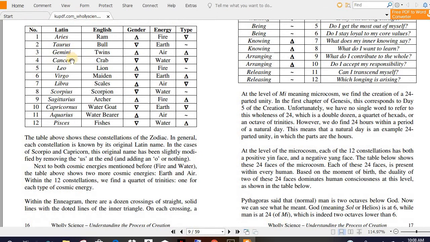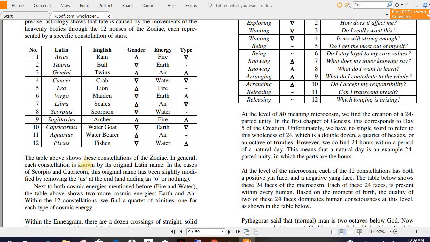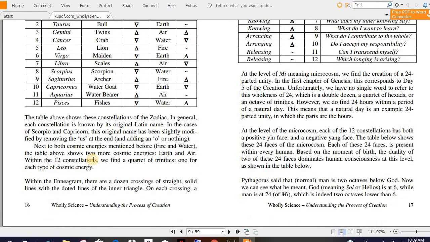Check it. Where am I at? I'm Cancer, number 4, the crab, water. See, I told y'all, I'm water moon, moon water. It's me. Let's see. My wife is, okay. That explains a lot. Yeah, I would go with that too.